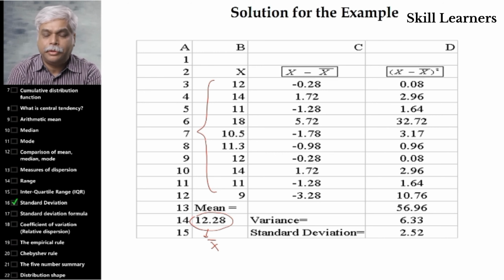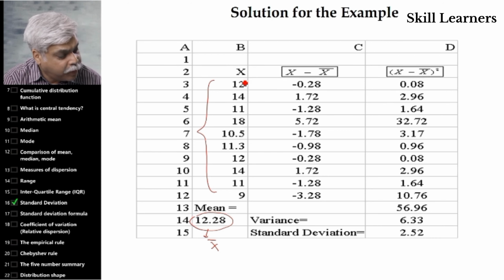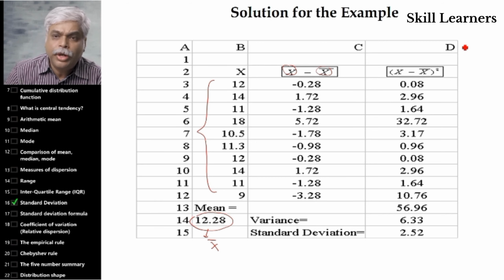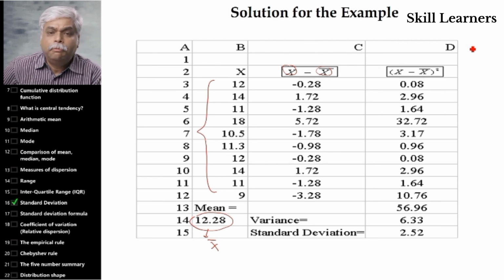The second step is to take the deviation of every observation X from the average X bar. In other words, 12 minus 12.28 is minus 0.28. 0.28 below the average. Do so for all the observations.